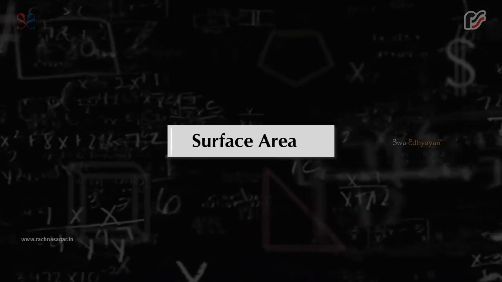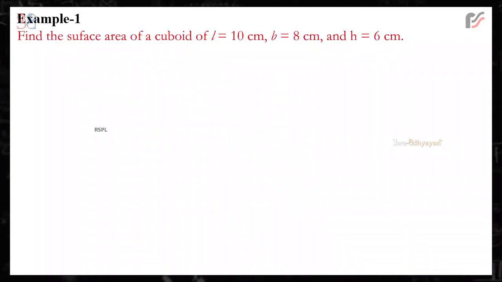Surface area. Example 1. Find the surface area of a cuboid of L is equal to 10 cm, B is equal to 8 cm and H is equal to 6 cm.